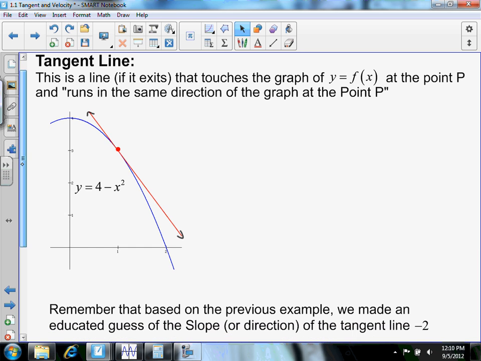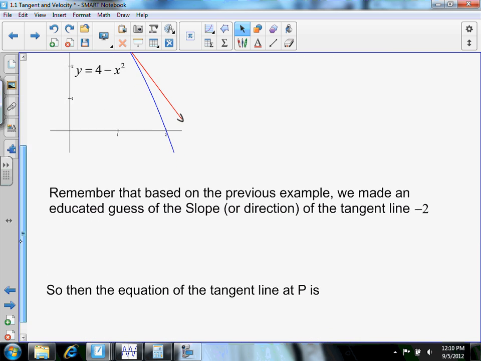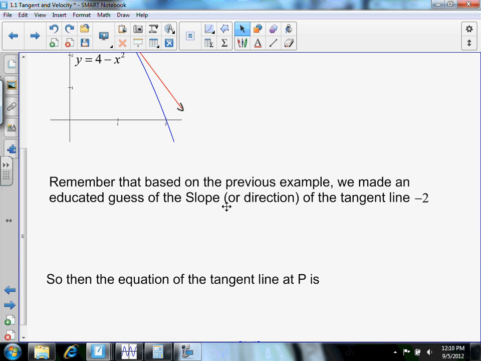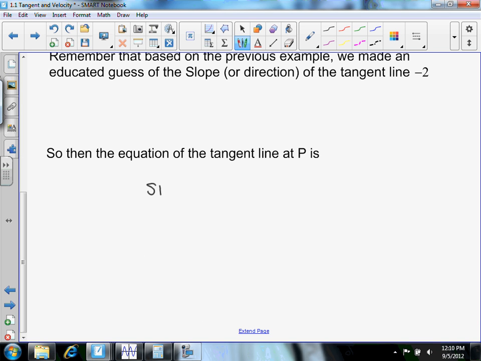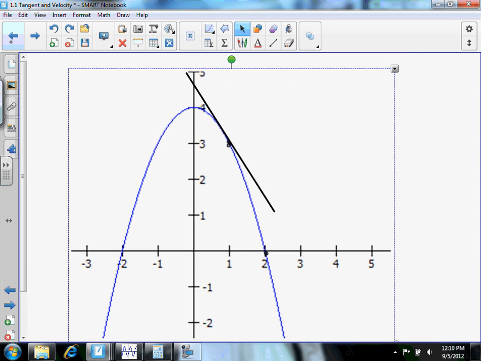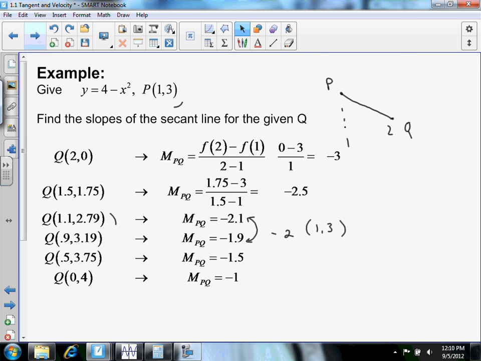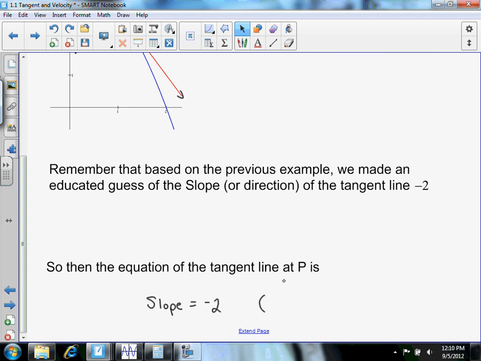Based on what we just previously did, remember that we made an educated guess of that slope. So we are saying that the slope of the tangent line is going to be negative 2. So what's the equation? How do we solve that? Well, again, we're plugging in our points. Remember, our slope now is negative 2, and we're going through that one single point, which is 1, 3. It's what we had a couple pages ago. This is where you can set up your equation and solve.